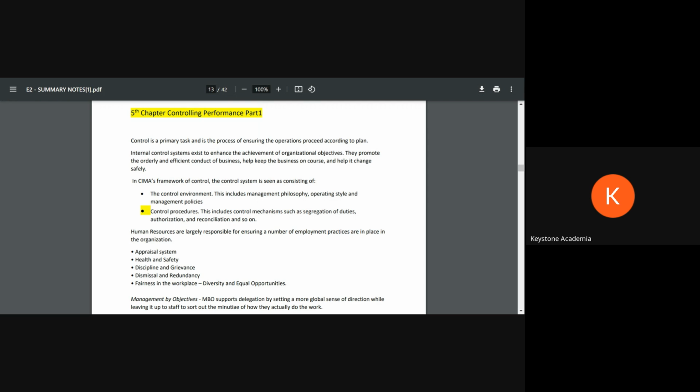Can we move on? Yeah, sure. Okay. So now what is the next topic? Can somebody read out loud? Controlling performance, part one. Should I read the others also? Control is a primary task and process of ensuring the operations proceed according to the plan. Okay. Next.